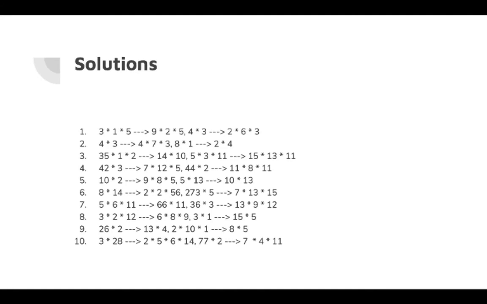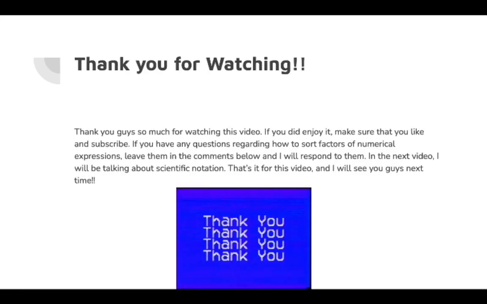Here is the answer to the eighth problem. 3 times 2 times 12 goes into 6 times 8 times 9, and 3 times 1 goes into 15 times 5. Here is the answer to the ninth problem. 26 times 2 goes into 13 times 4, and 2 times 10 times 1 goes into 8 times 5. Here is the answer to the 10th and final problem. 3 times 28 goes into 2 times 5 times 6 times 14, and 77 times 2 goes into 7 times 4 times 11.